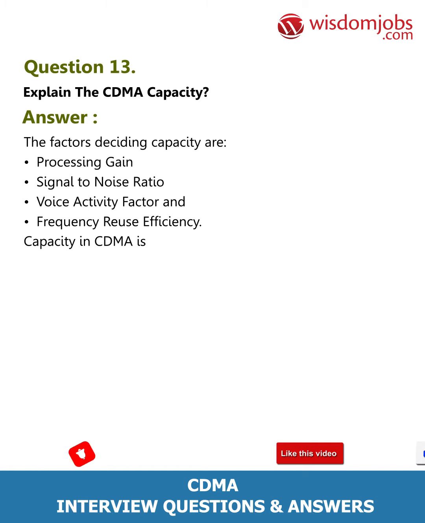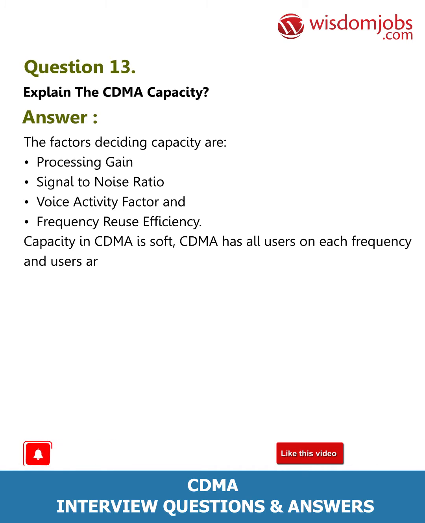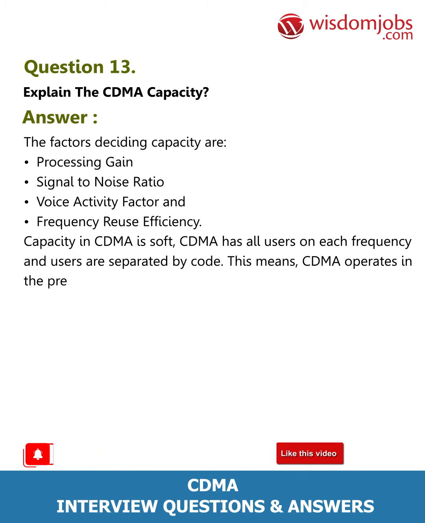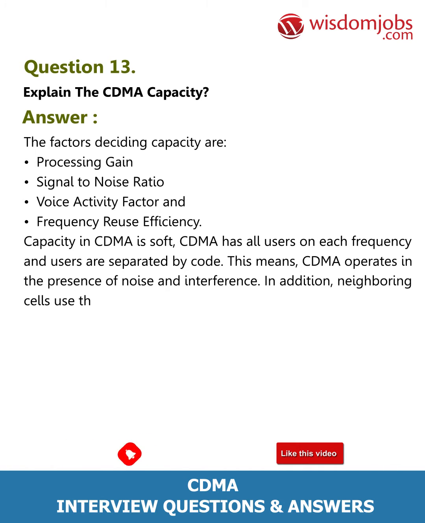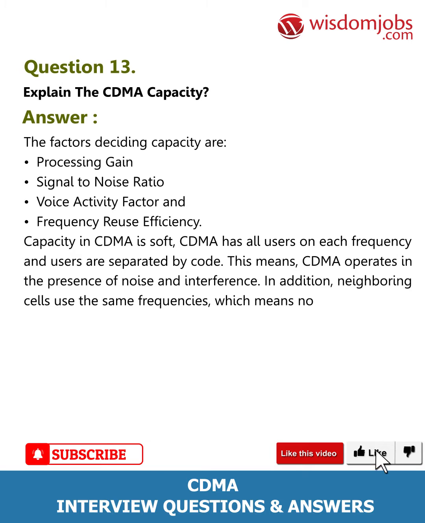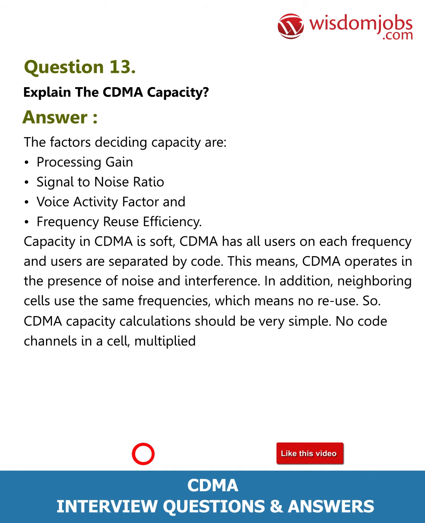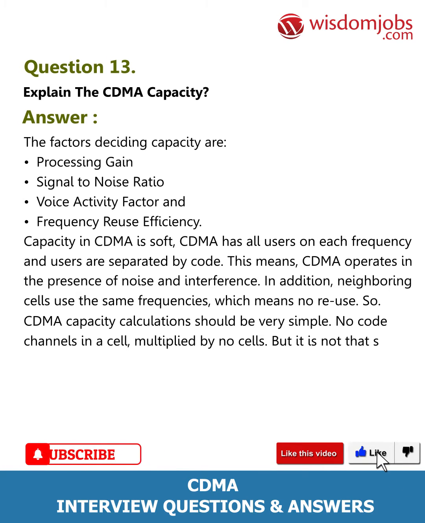Capacity in CDMA is soft. CDMA has all users on each frequency and users are separated by code. This means CDMA operates in the presence of noise and interference. In addition, neighboring cells use the same frequencies, which means no reuse. So, CDMA capacity calculations should be very simple: number of code channels in a cell multiplied by number of cells. But it is not that simple.